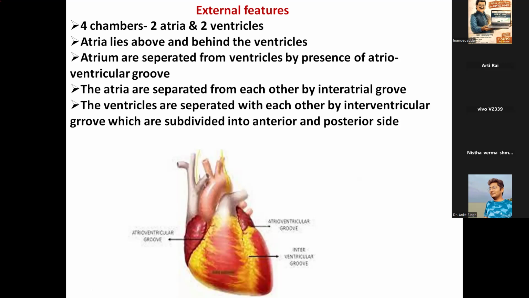Okay? So between atrium and ventricle there is an atrioventricular groove. The two atria are separated from each other by the interatrial groove. Okay? The two ventricles are separated by the interventricular groove. Atria and ventricles are separated by the atrioventricular groove.